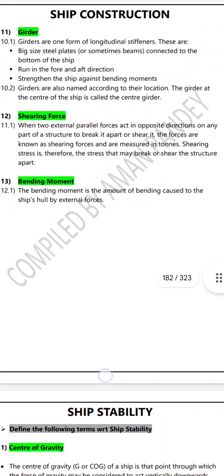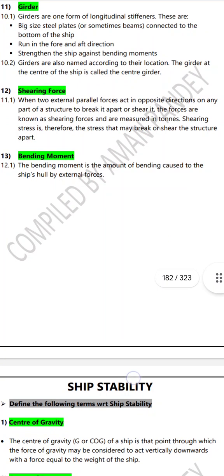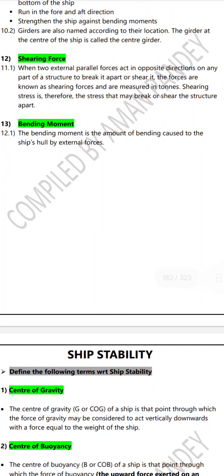Girders are one form of longitudinal stiffeners. These are big steel plates connected to the bottom of the ship, running fore and aft to strengthen the ship against the bending moment. Girders are also named according to their location. The girder at the center of the ship is called the center girder.